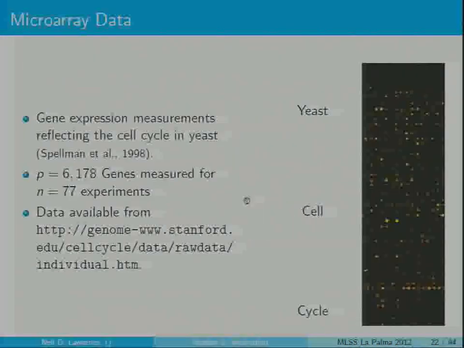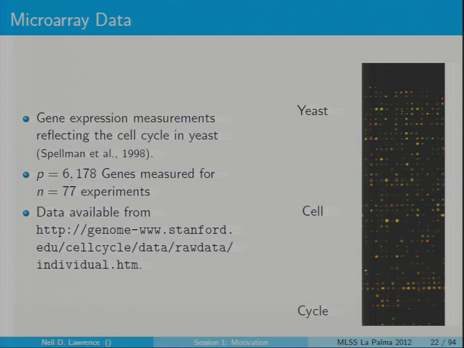Microarray data: this is 6,000 genes and 77 experiments. It's a classic early microarray cell cycle data set. It's measurements in yeast of these 6,000 genes across different time series with different things being done to the yeast. So the 77 experiments are done, each in different time series, over 6,000 genes.